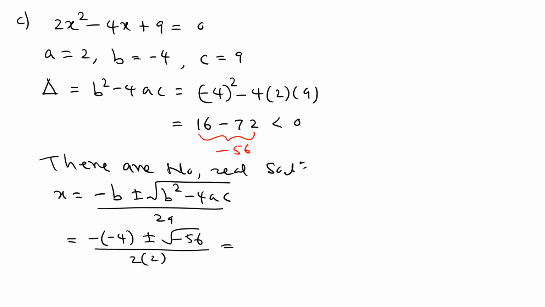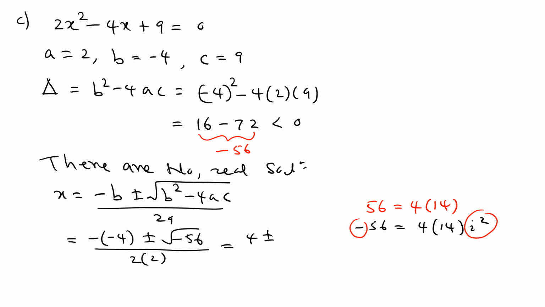So what we're going to do is write this as negative 4 plus or minus. You can write 56 using perfect squares: 56 is 4 times 14. So we need to simplify the negative 56. We can write negative 56 as 4 times 14 times i squared. Whenever you have a negative, we can write it using i squared.